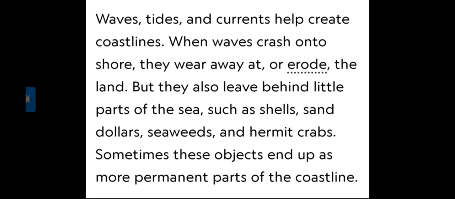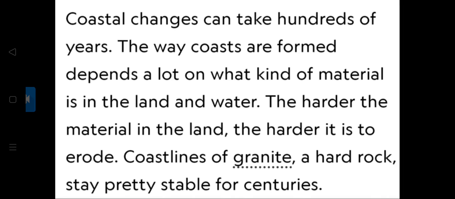But they also leave behind little parts of the sea, such as shells, sand dollars, seaweeds, and hermit crabs. Sometimes these objects end up as more permanent parts of the coastline. So we know that the waves, tides, and currents create coastlines. When there is erosion happening, they leave behind certain depositions in the form of seashells, sand dollars, seaweeds, and hermit crabs, and they end up being permanent.